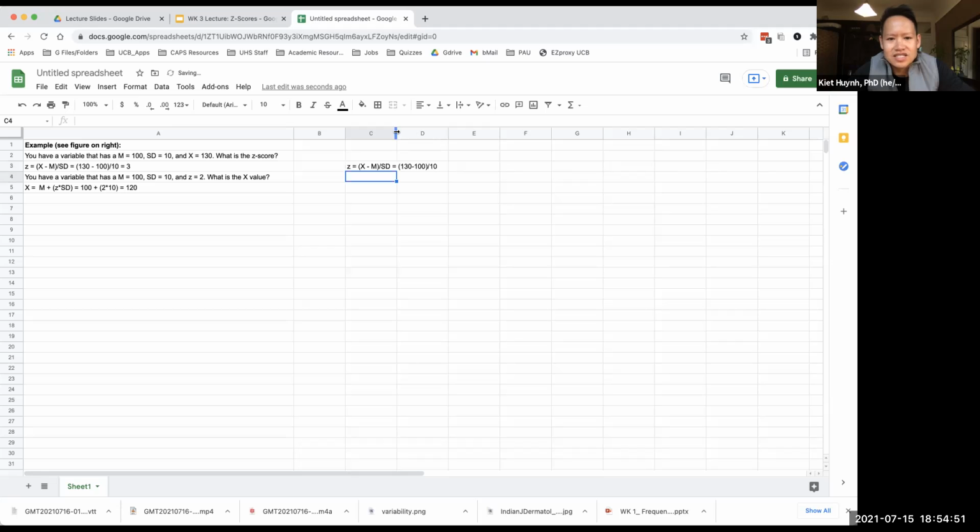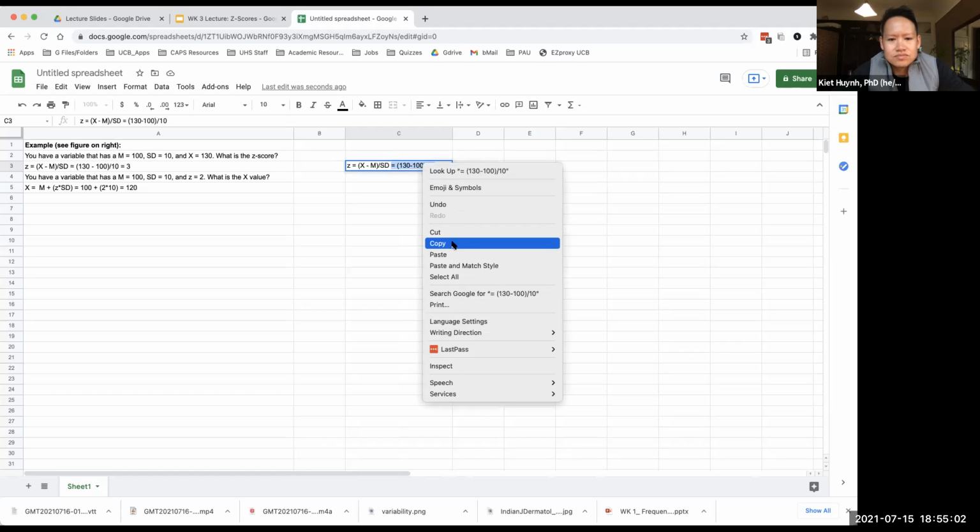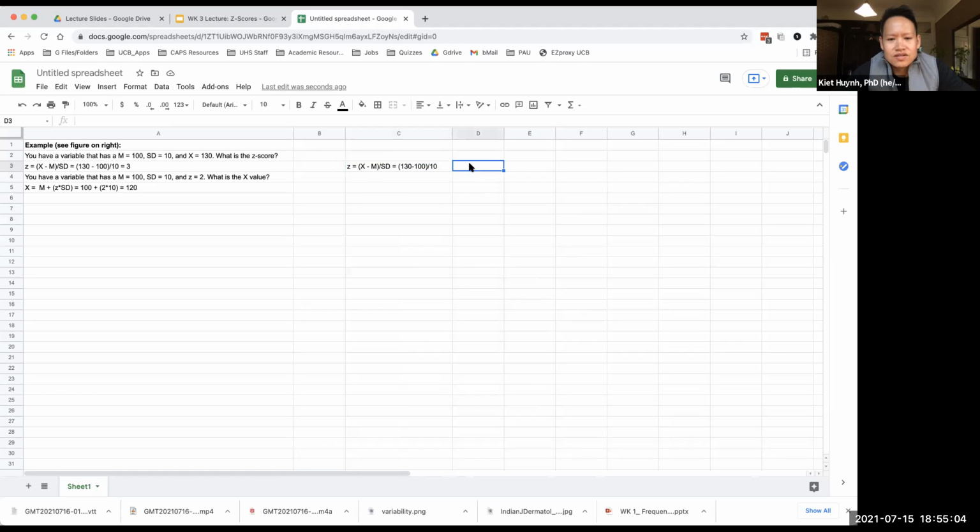All right, you see here that it doesn't compute it yet, because if you want Google Sheets to compute it, you have to start it with the equal sign. So I'm just gonna copy this here and put it over here, double click, paste, and since it started with the equal sign, it's gonna compute it for me. You get a value of 3. This is what we got here as well.